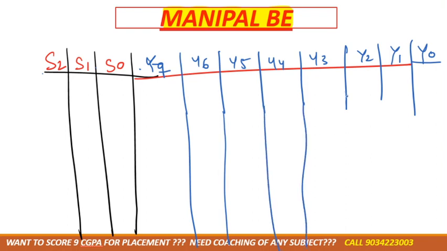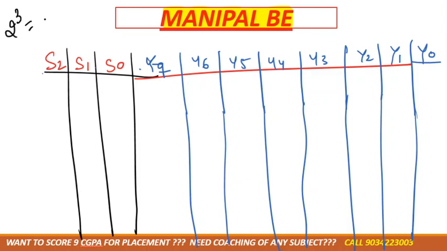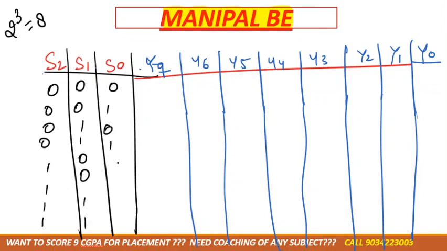Now if we have 3 inputs, then how many are the possible combinations? Tell me. For 3 inputs, we'll have 8 possible combinations. So it means 4 times 0, 4 times 1, 2 times 0, 2 times 1, 2 times 0, 2 times 1, then 0, 1, 0, 1, 0, 1, 0, 1. Correct?